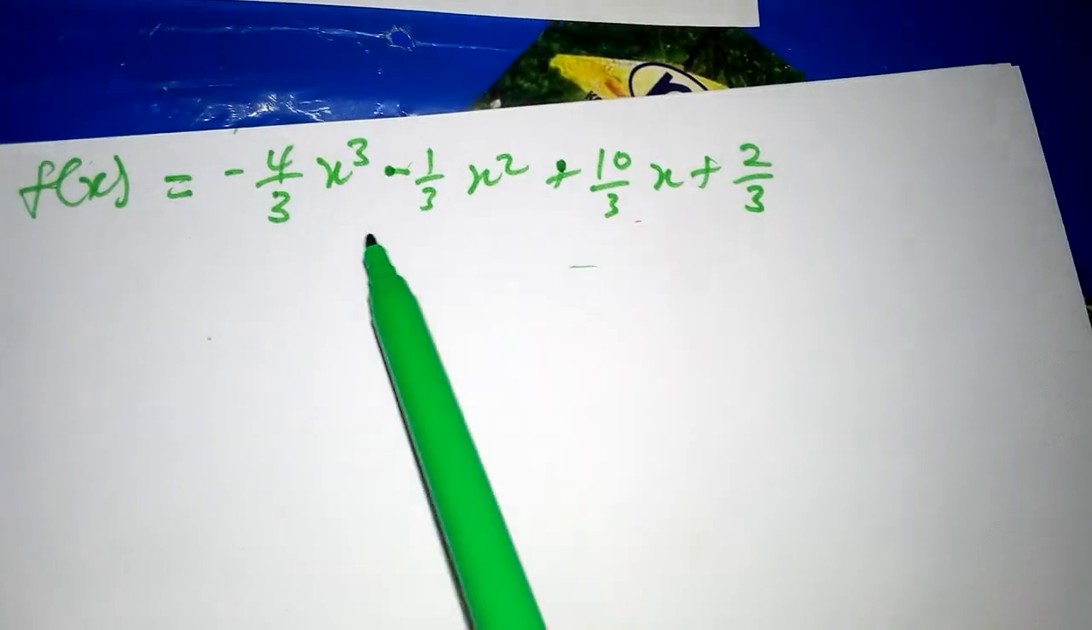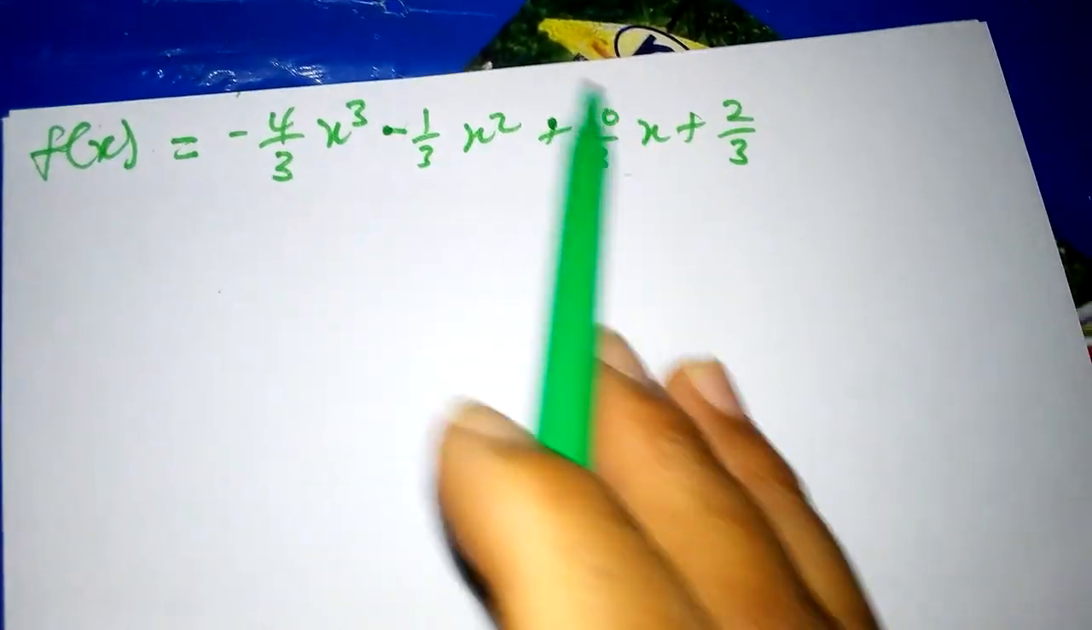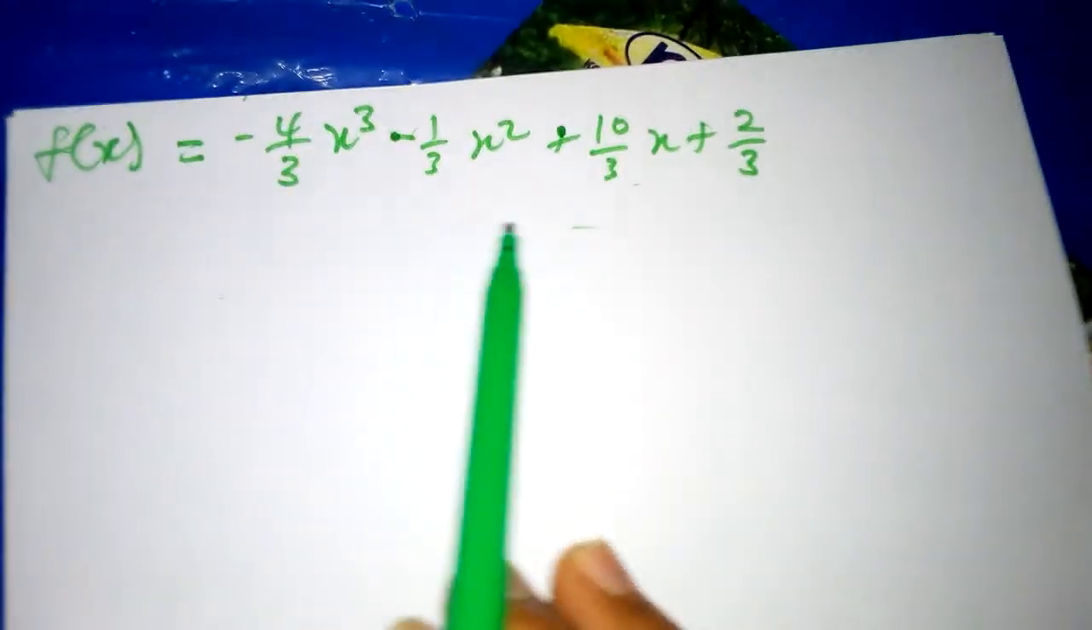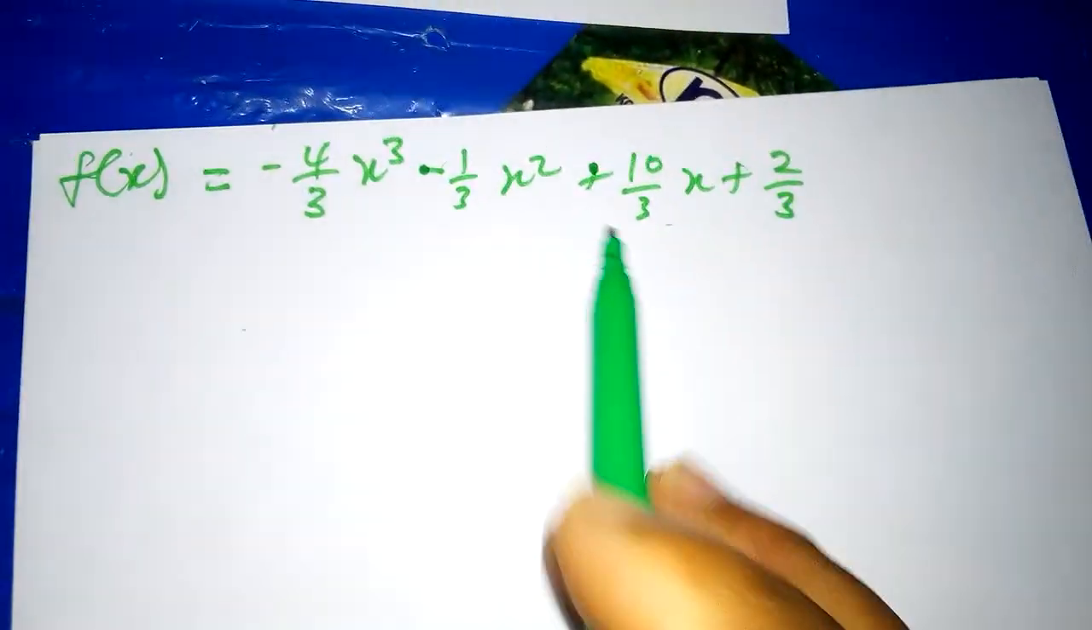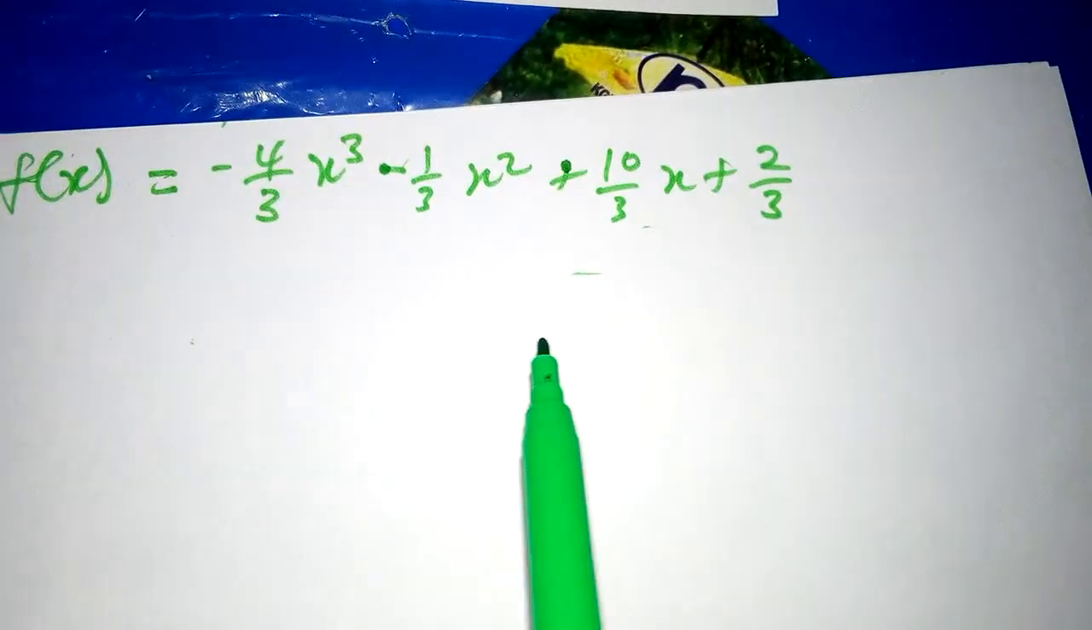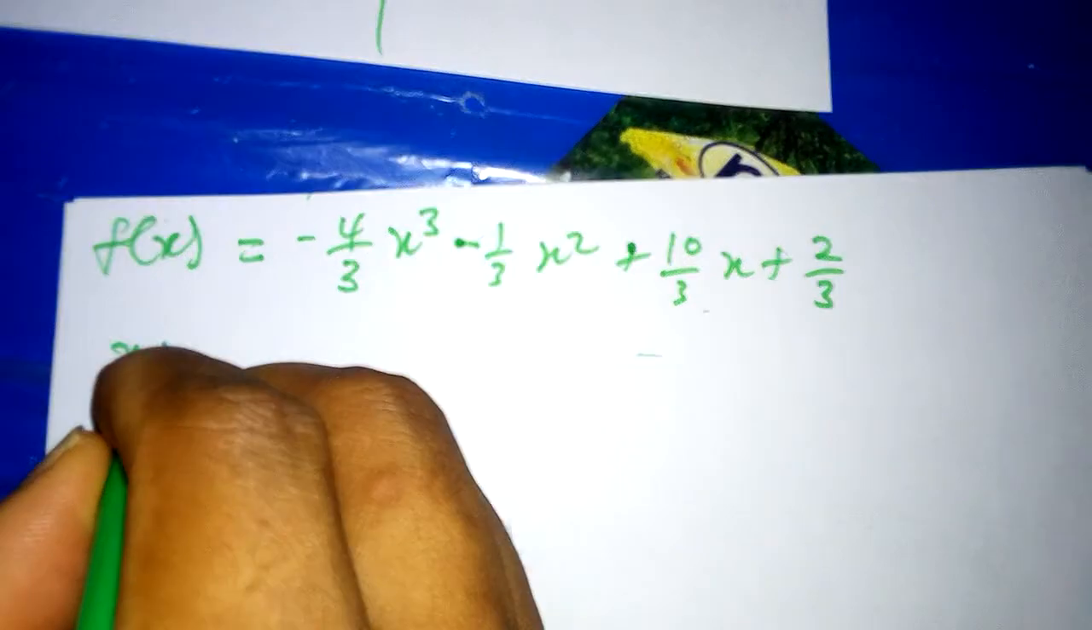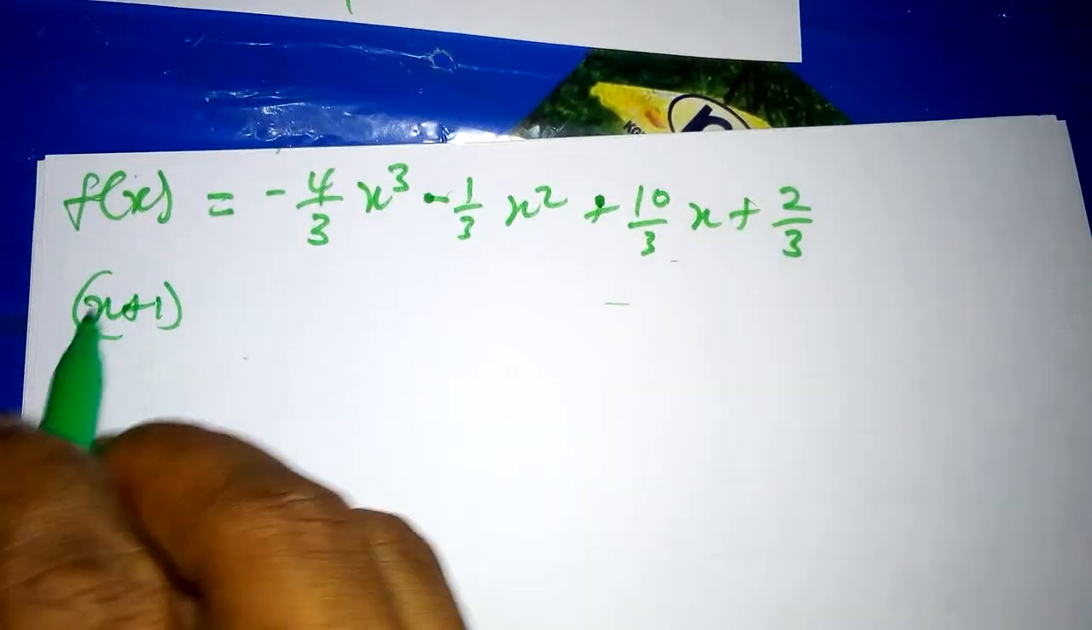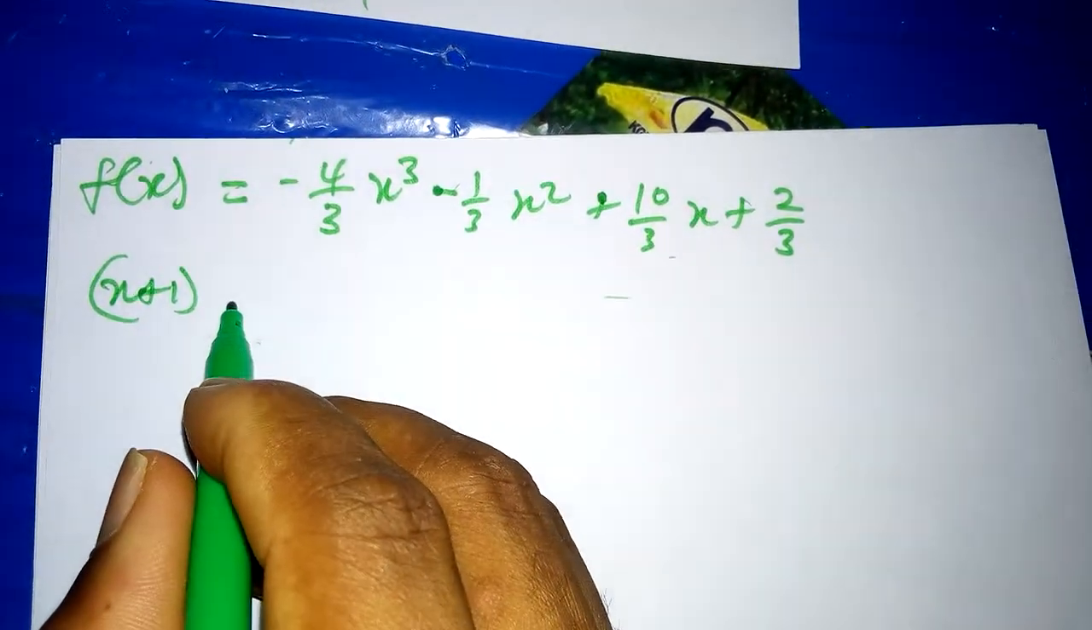Now, why am I simplifying it? Because we want to find the zeros of this equation. They said we should find the factors, so the zeros of it. They have already given us one factor, which is what? S plus 1. They said s plus 1 leaves a remainder of 0. So this is one factor, because it leaves a remainder of 0.